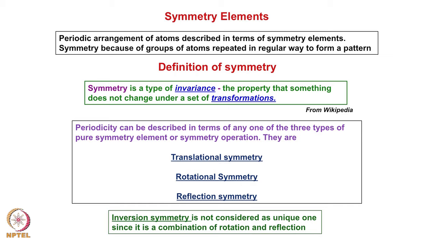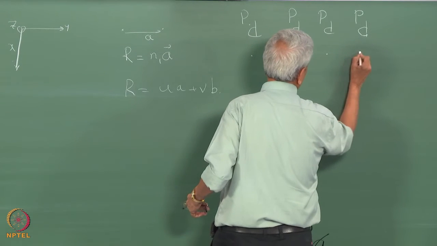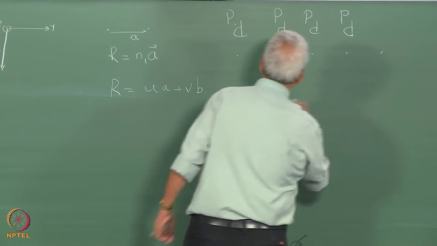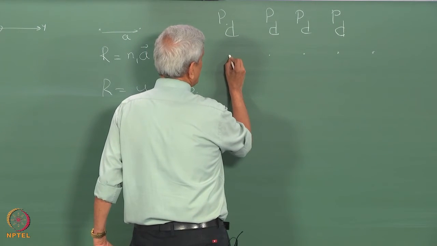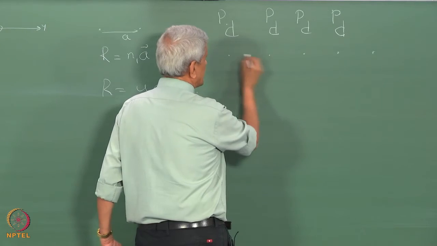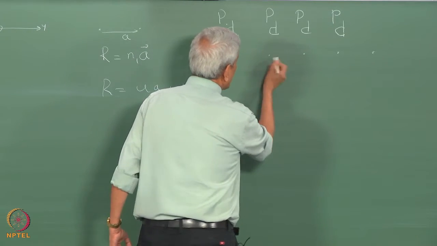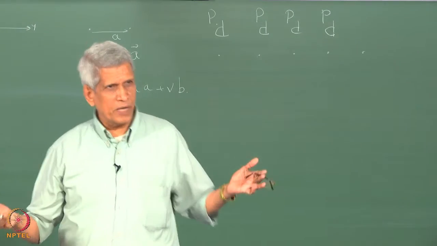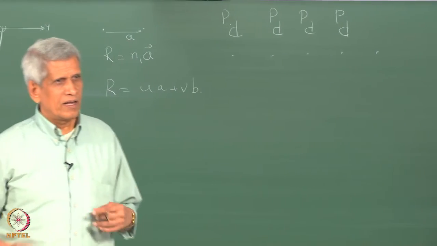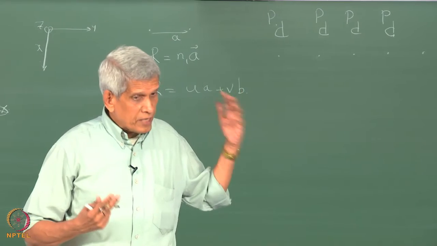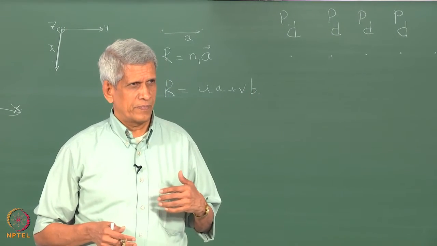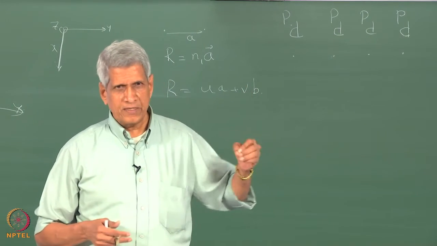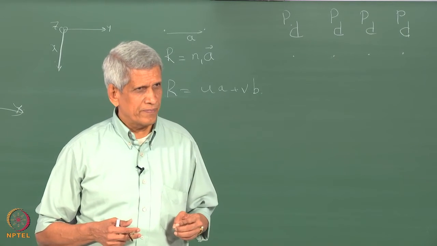So in a lattice which is repeating itself like this, if I shift it from here to here in an infinite lattice, it comes to a position which is identical to itself. So we are not able to make out that we have made it undergo a transformation. So this is called a symmetry. This is called translational symmetry.